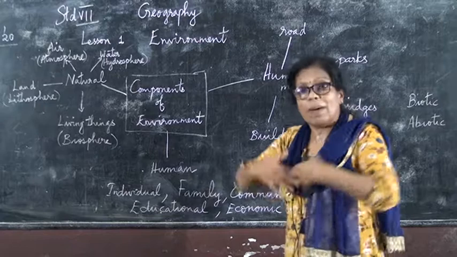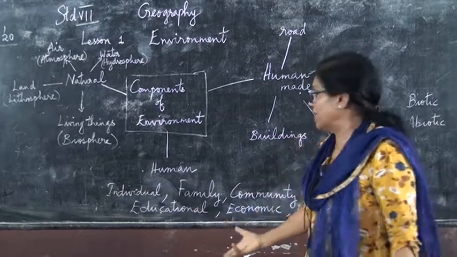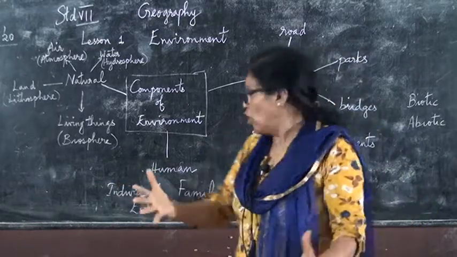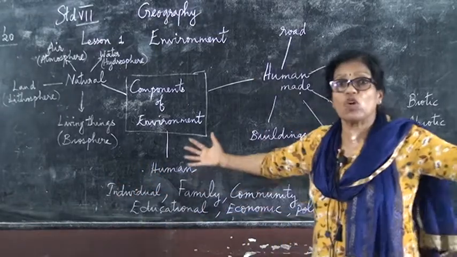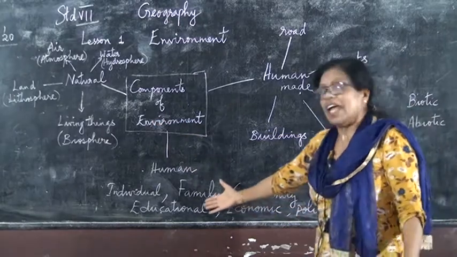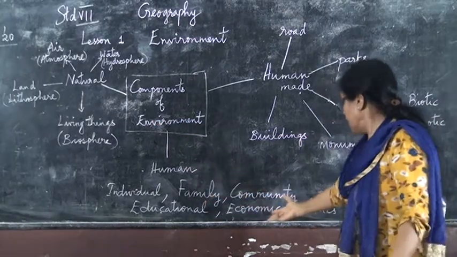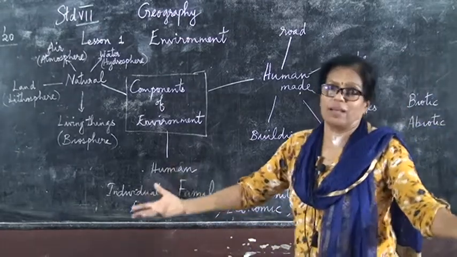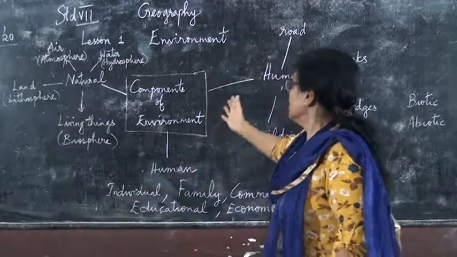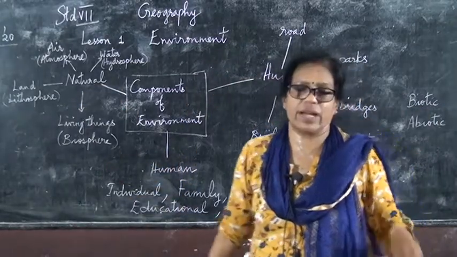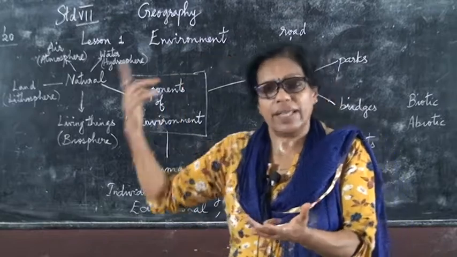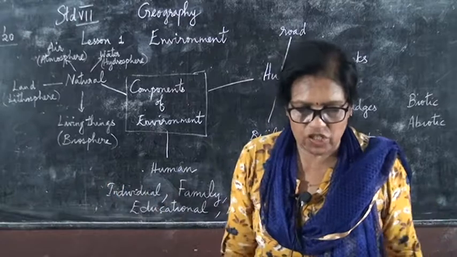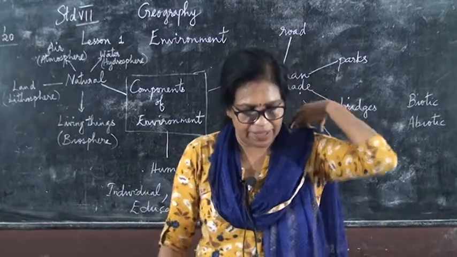And also the environment has individual, then family, then community, then educational, school, then economic, business, offices, then politics, the nation. All these components of environment are nature made and human made. All these are components of environment.